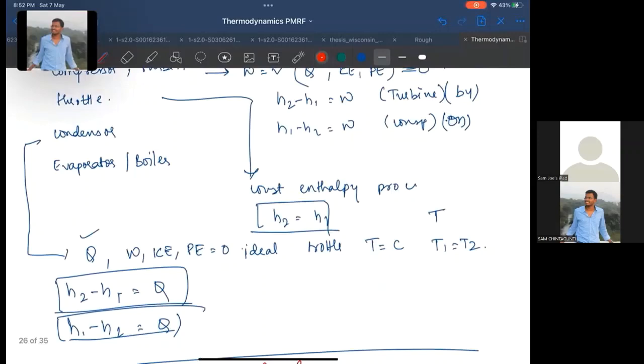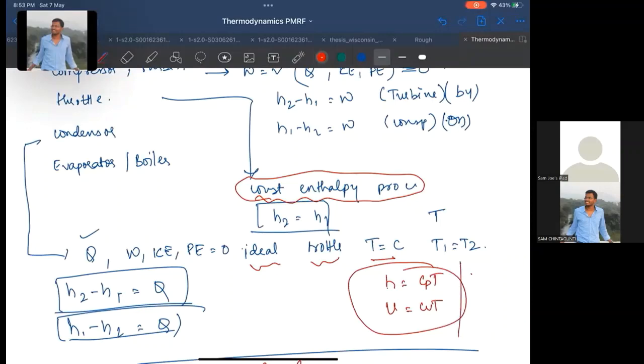And then in a throttle, throttling is an important process to understand. This is a constant enthalpy process. So H2 is equal to H1. So there is no work done or heat loss in a throttle, but the enthalpy is conserved, and so for an ideal gas in a throttle, your temperature remains constant, because H is a function of temperature alone. We have earlier seen that H is equal to CpT and U is equal to CvT, so dh is equal to Cp dT. These are specific properties, I'm not considering mass. du is equal to Cv dT, sorry. So that's the reason. Whenever you see a throttle and an ideal gas, this equation has to strike.